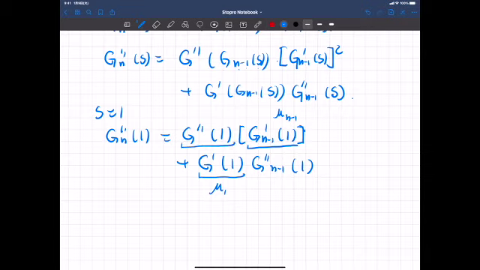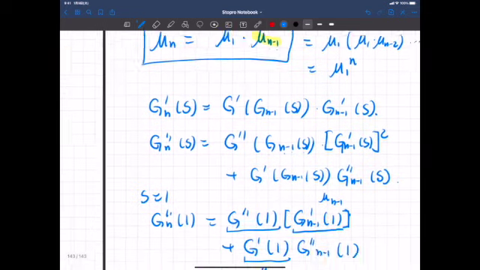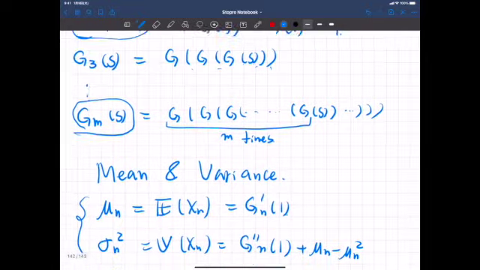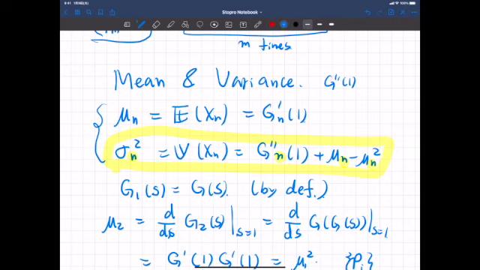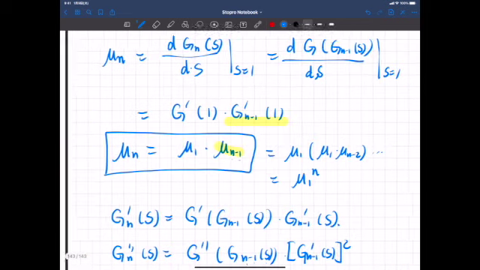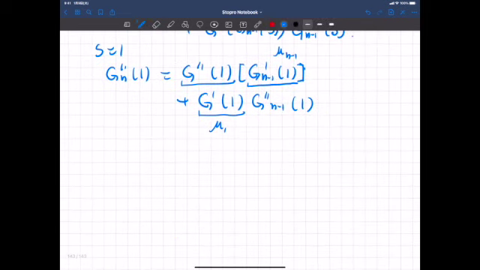And this part, g double prime 1, from the previous formula, wait a minute, where is it? From this one? This one. So when n is 1, we have g double prime 1 is equal to sigma 1 squared minus mu 1 plus mu 1 squared. So we replace this into here. We should have sigma 1 squared minus mu 1 plus mu 1 squared.